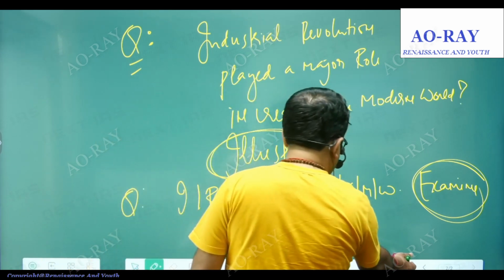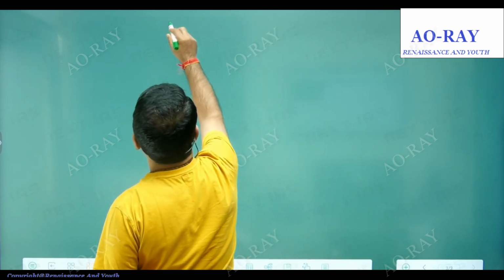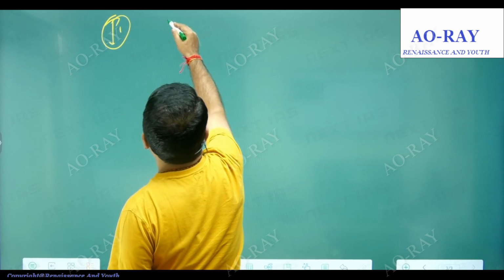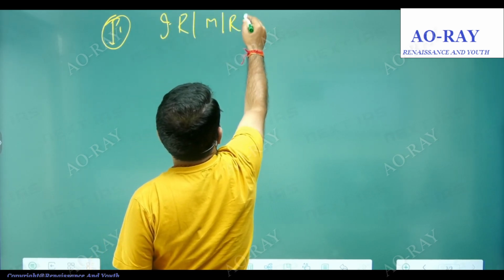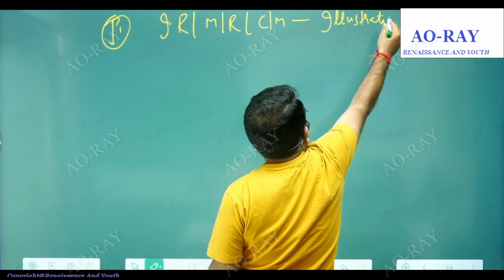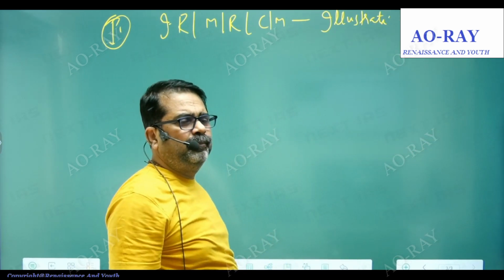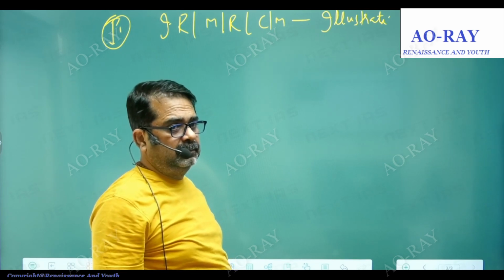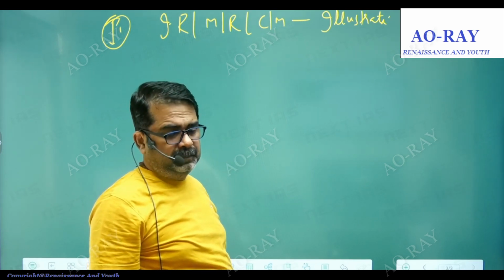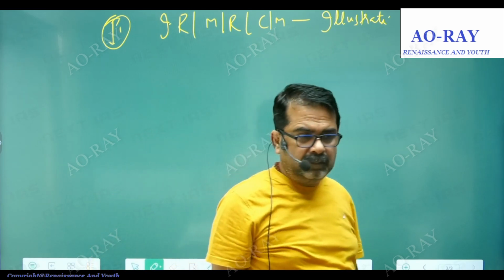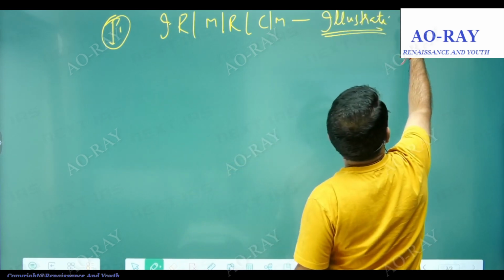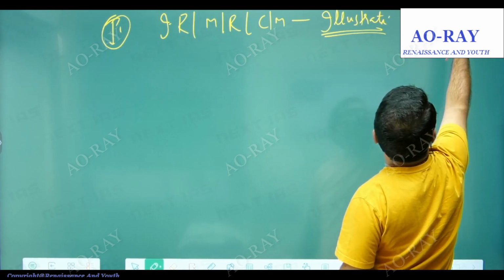Now let's take the first question. Industrial Revolution played the major role in creating the modern world. Illustrate. Now when you say illustrate, you have to give the data. Examples with data. Illustrate means examples with data.